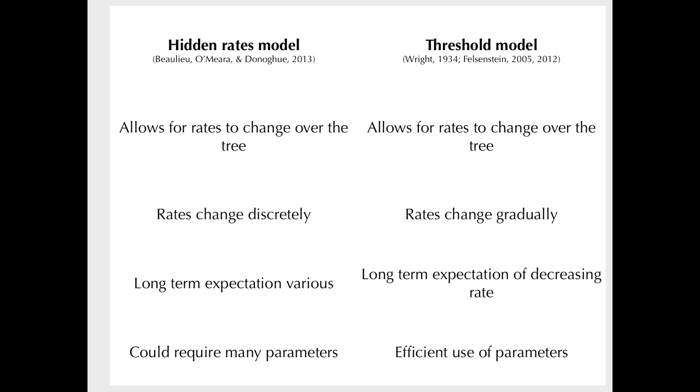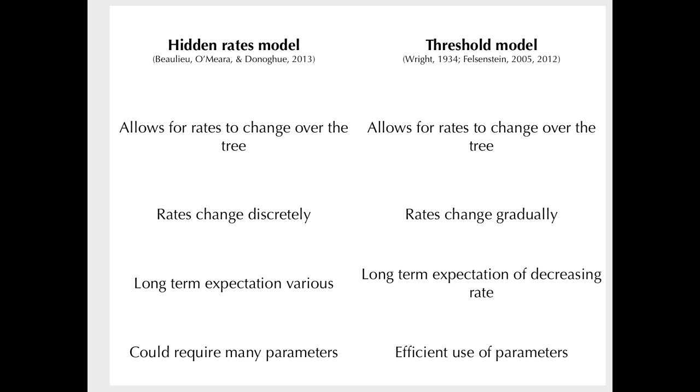This was resumed by Wright, and then Joe did a framework, and now people use it because of that, right? Both these models allow rates to change over the tree. This one does it by discrete changes, right? You hop from one rate category to a different rate category. This model, changes happen gradually. So you think about biologically what's driving your rate changes. This could be a better model for that reason, or not. If it's presence or absence of some discrete factor, maybe this. If it's something else that changes, maybe this.